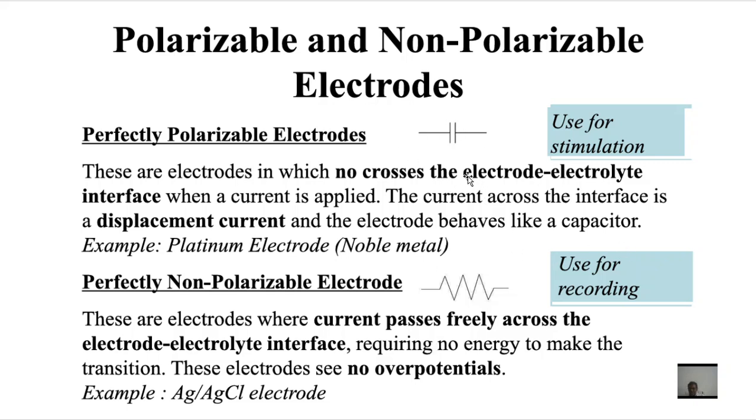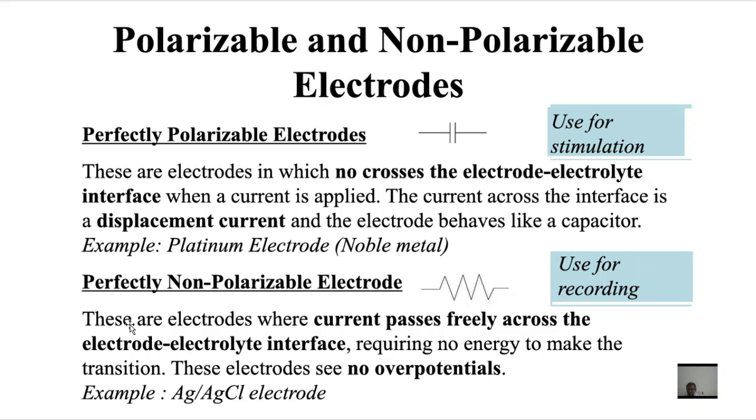This kind of perfectly polarized electrode is generally not used for recording purposes. It offers high resistance to current moving from the skin to the electrode, and generally this kind of electrode is used for stimulation purposes. Next we can go to the perfectly non-polarized electrode.